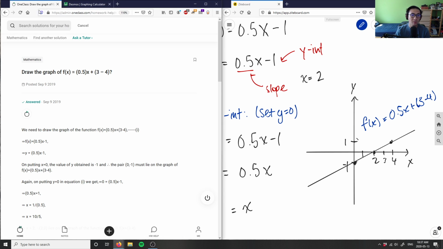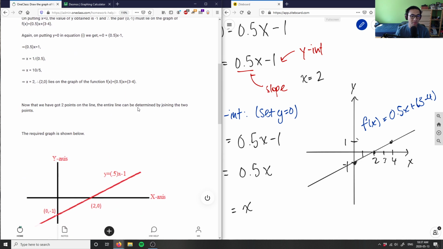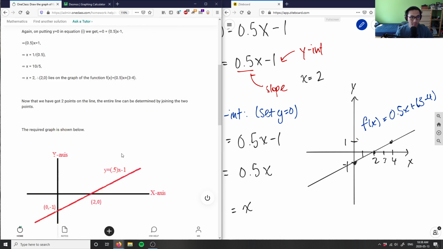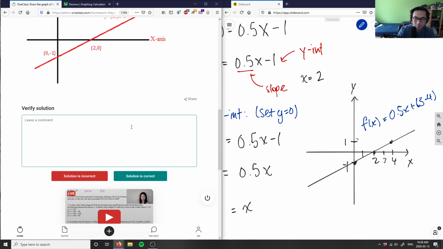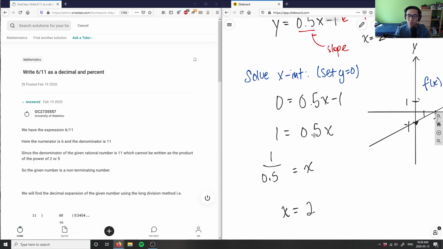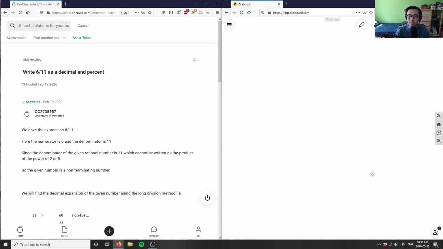So this solution looks correct: 0, negative 1, 2, 0, and this is 0.5x minus 1. So this solution looks correct as well. Good analysis here. We'll leave this page as well. Don't need Desmos anymore. I'm going to do 2 more questions for the day, number 10 and number 11.